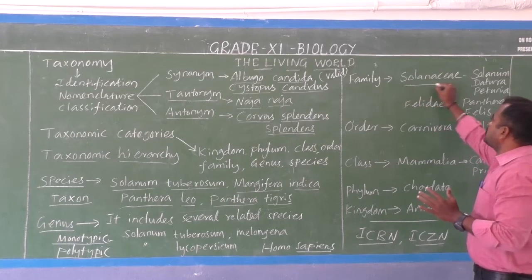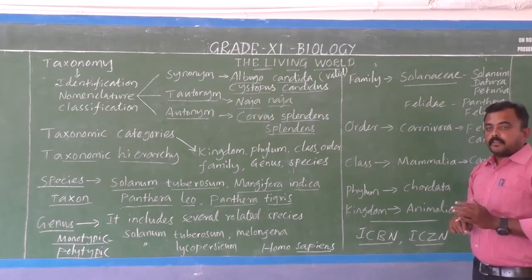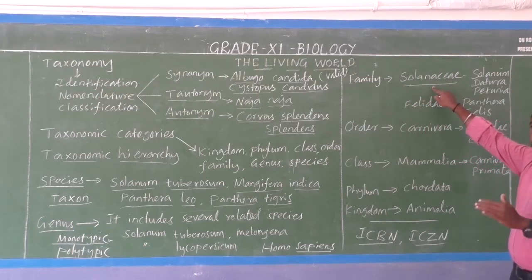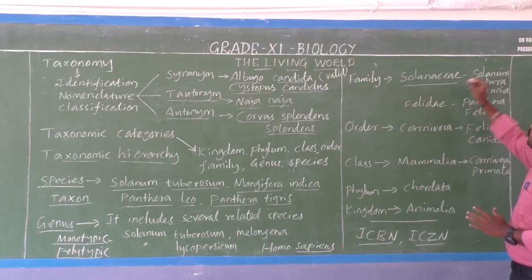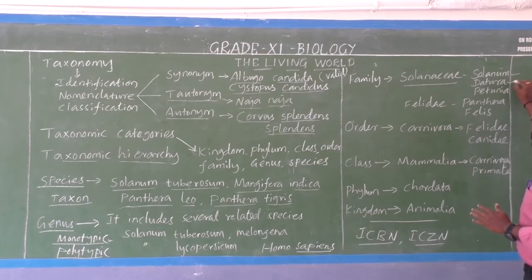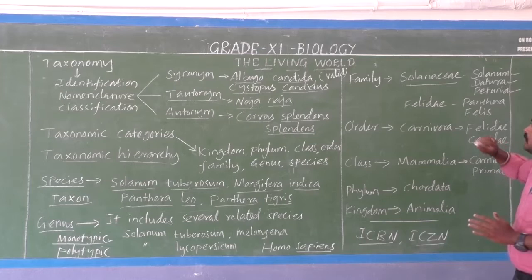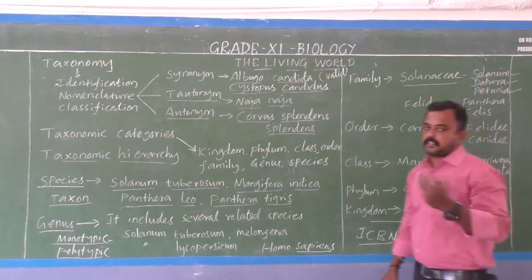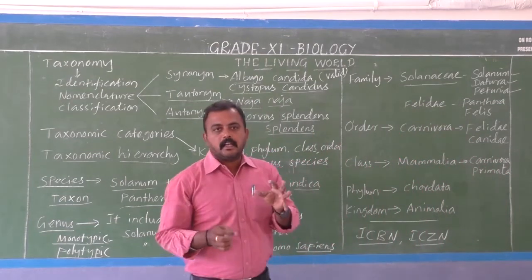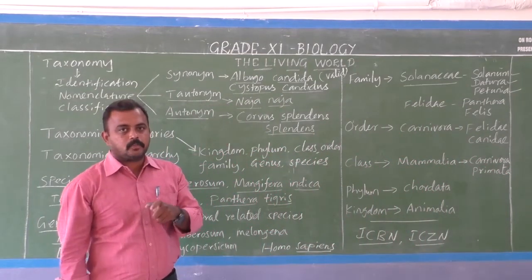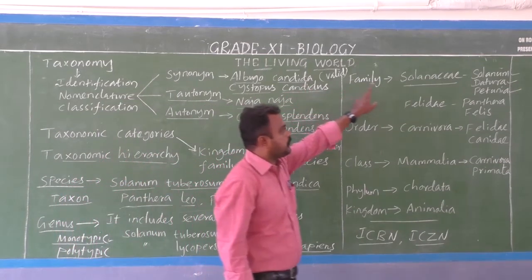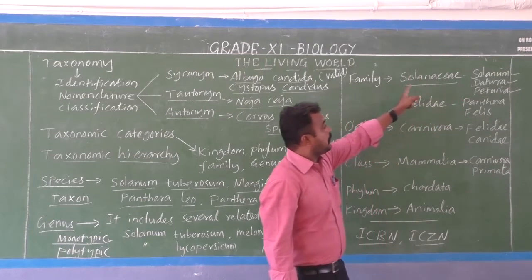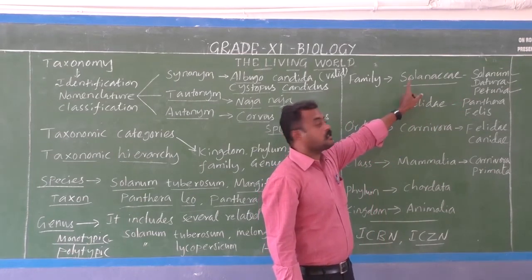Example, Solanaceae, one family. That family consists of different genera: Solanum, Datura, Petunia. Right? So Solanum, Datura, Petunia are different genera. So different genera have some common character, so they are kept under one family. Which one? Solanum, Datura and Petunia, which come under Solanaceae. It is one family.